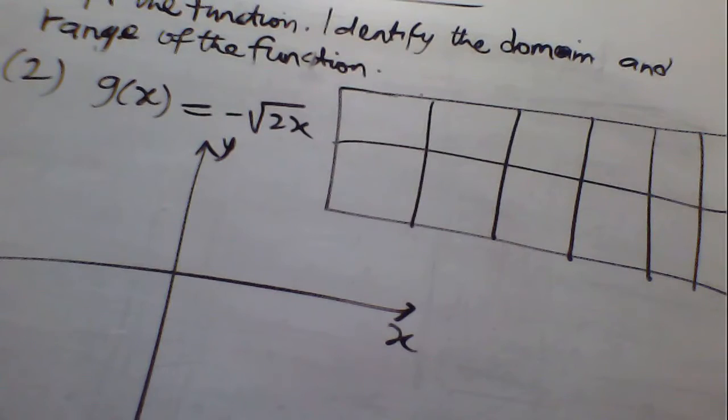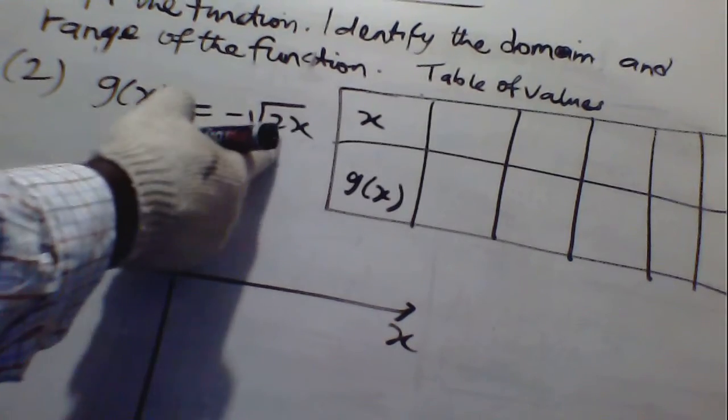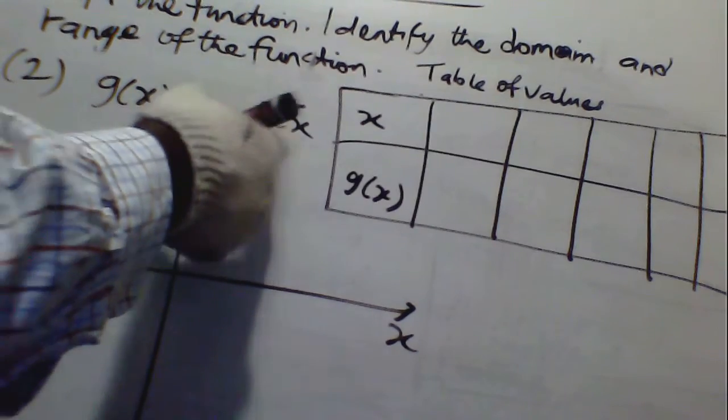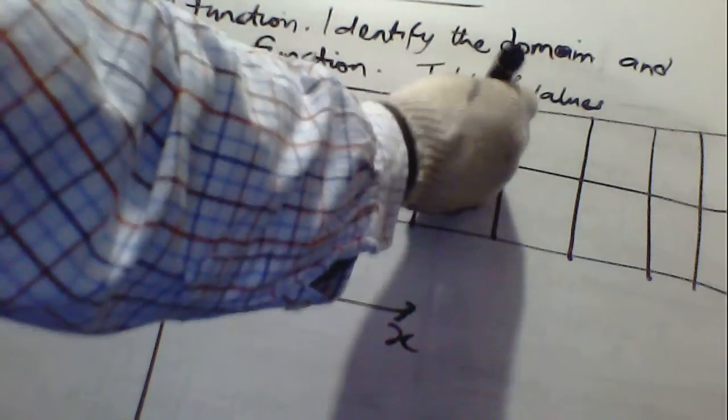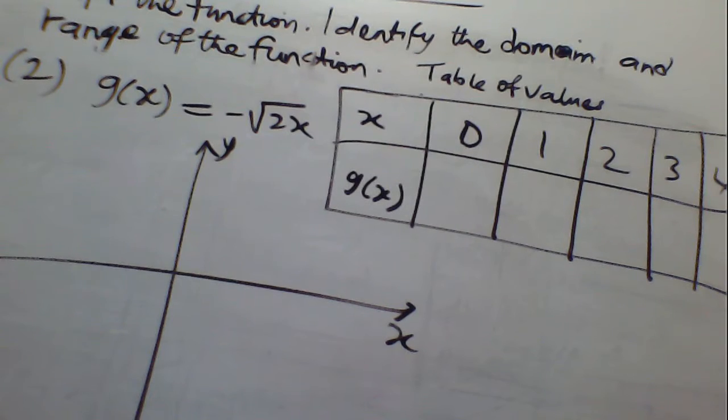You draw your table of values. So make a table of values and sketch the graph. Here is x, here is g of x, because we can choose a whole number integer for x. You can start from 0, then 1, 2, 3, 4, and then find g of x. You know how we did it before.